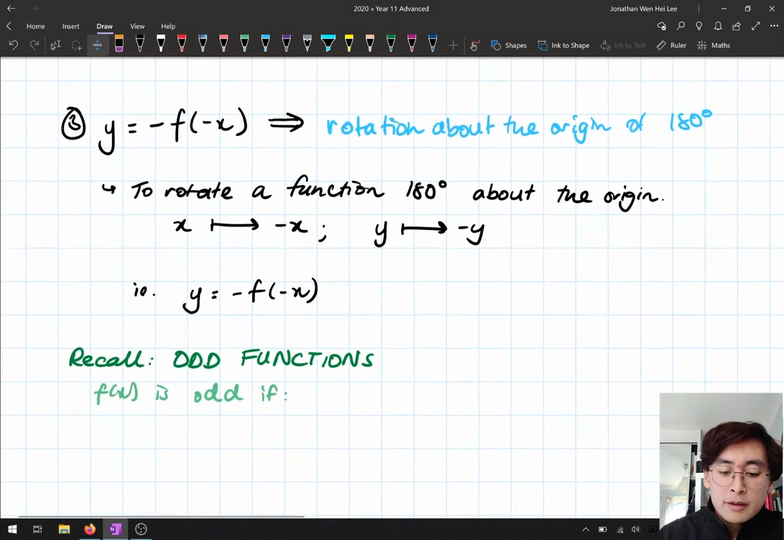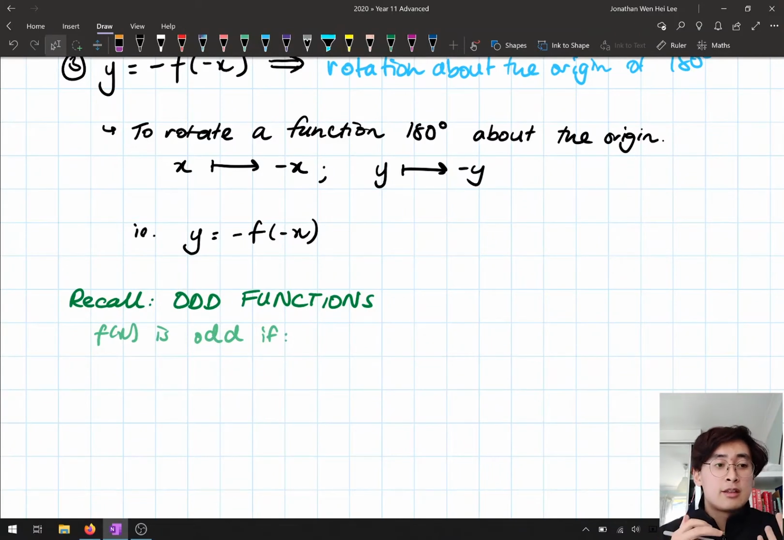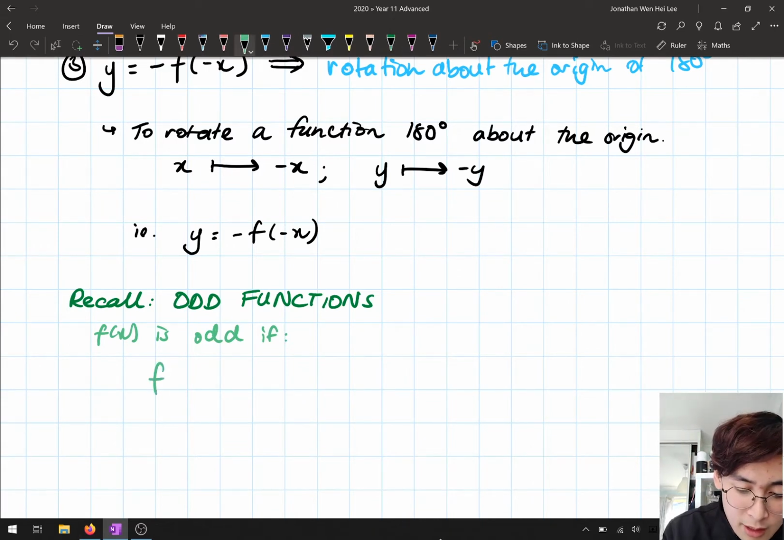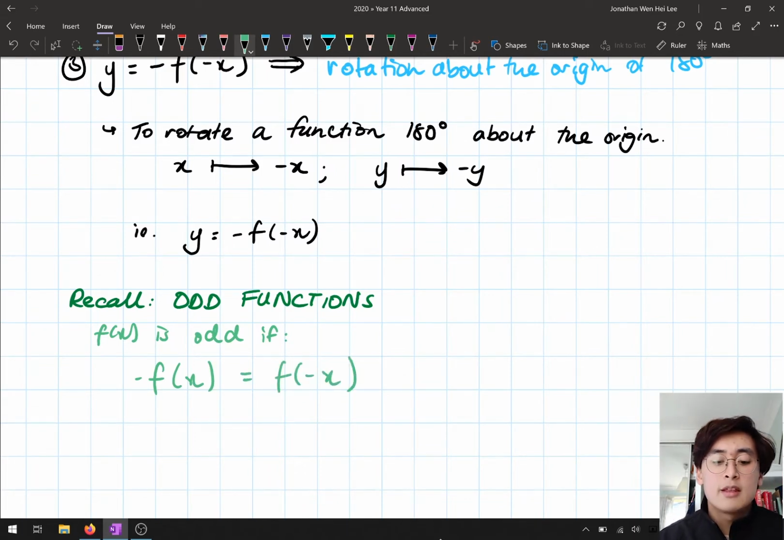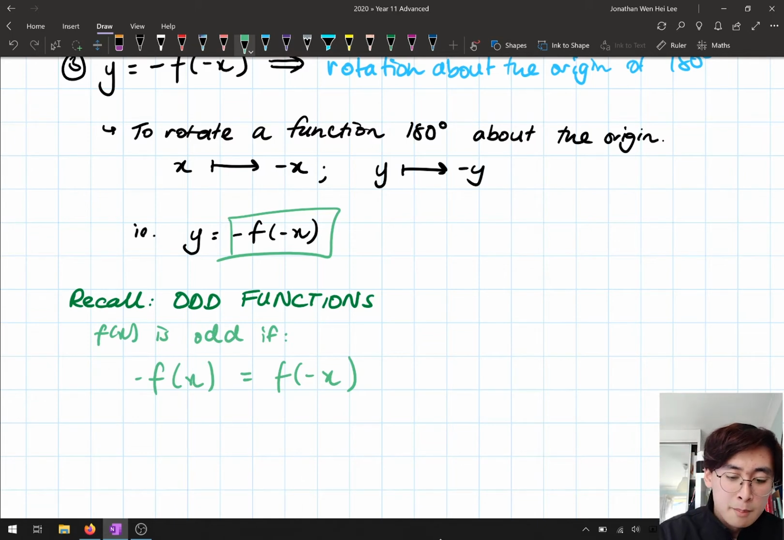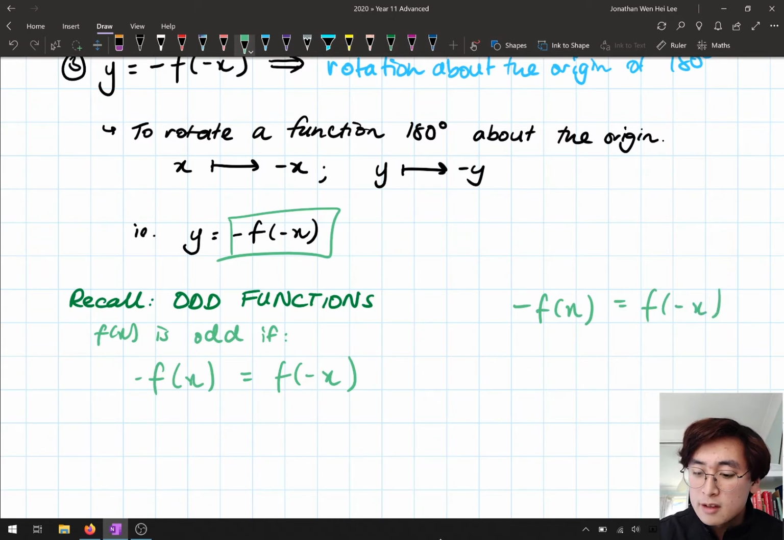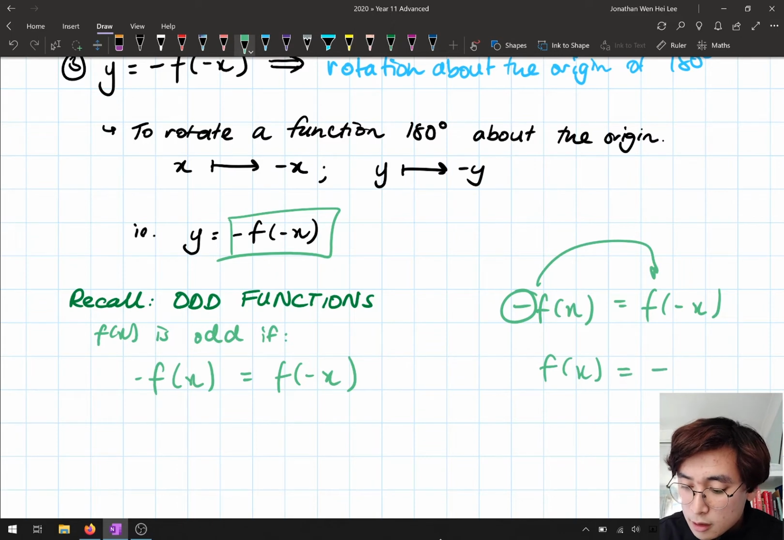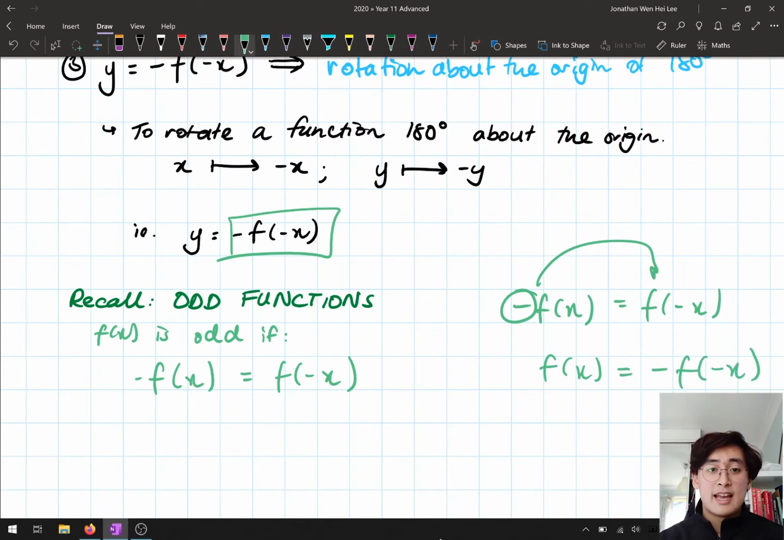So odd functions told me that if a function and its rotation at the origin by 180 degrees is the same, it's an odd function. Algebraically, what we wrote down earlier this year was if negative f of x is equal to f of negative x, then the function is odd. Now, this isn't quite the same as this thing over here, but if you just rearranged it a bit, if I move this minus sign to the other side by dividing by minus 1, I just get f of x is equal to negative f of negative x.